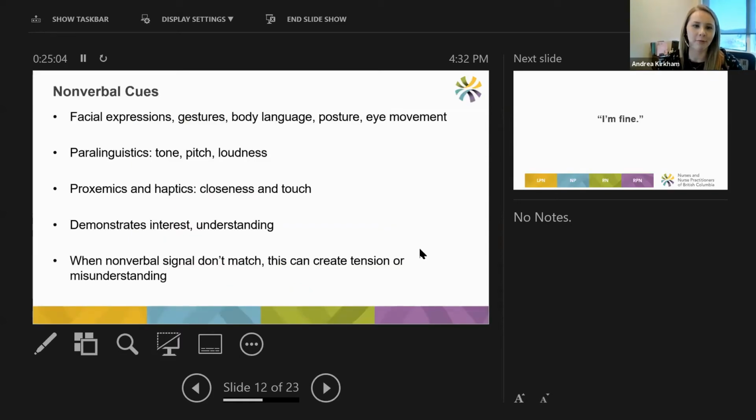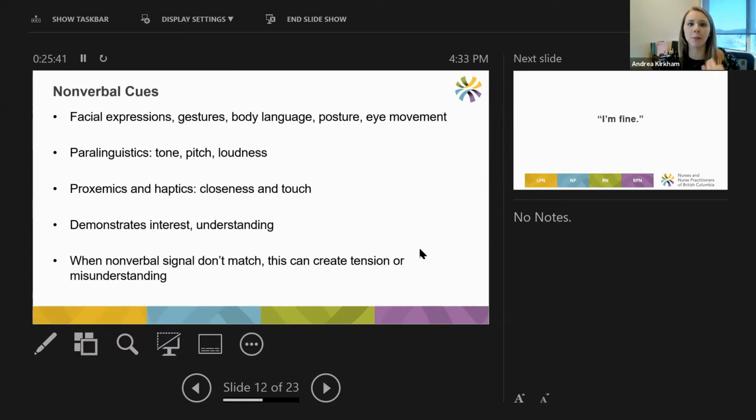So there's a whole bunch of ways that you can process information without the actual spoken words. This can be through facial expressions, gestures, body language, posture, eye movement, as well as paralinguistics, so that's tone, pitch, and loudness, and proxemics and haptics, so that includes your closeness and your touch. So when you're thinking about talking to someone and you're really trying to show them that you're comforting them, how might you use closeness or touch to also comfort them in addition to what you're saying?